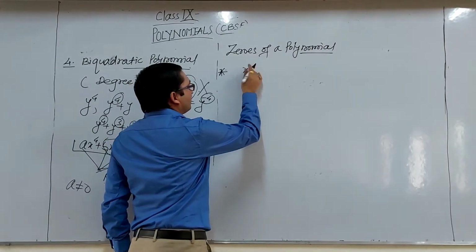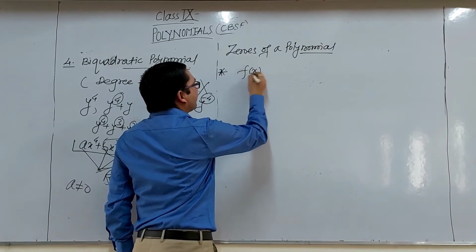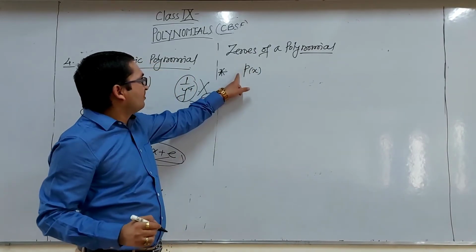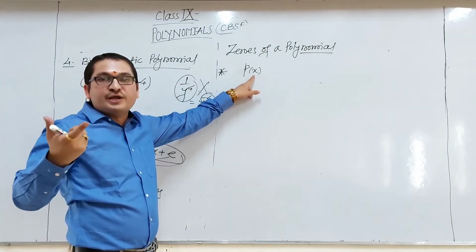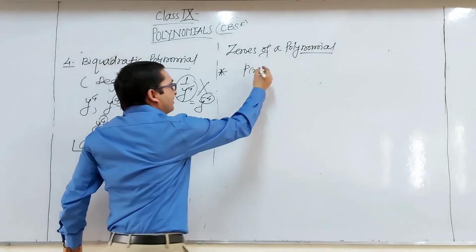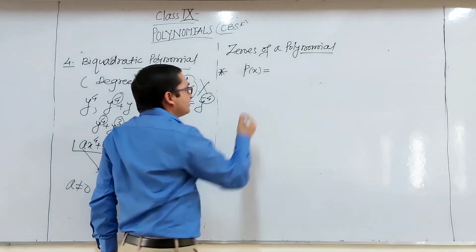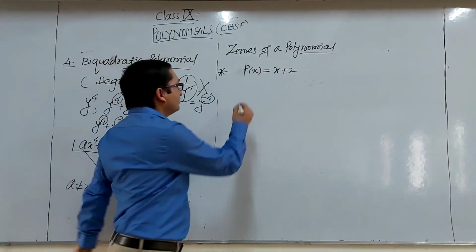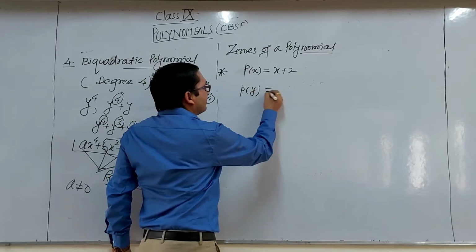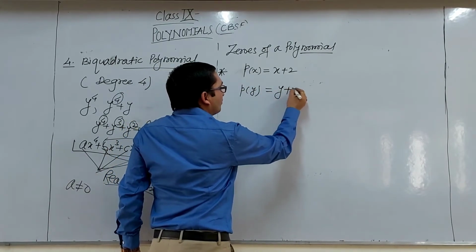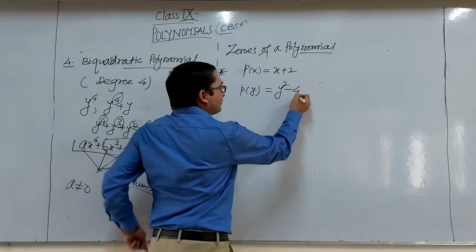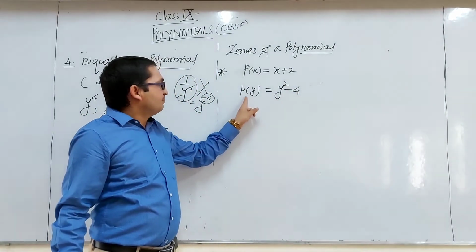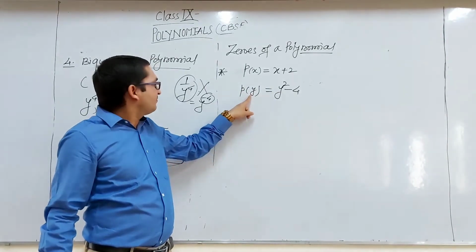Suppose any polynomial is given, generally we denote it like this: p(x). P means polynomial, and x means the given polynomial is in terms of x. So if I write x plus 2, this is p(x). If I write y square minus 4, this is in terms of y, so you can write p(y), meaning polynomial in terms of y.